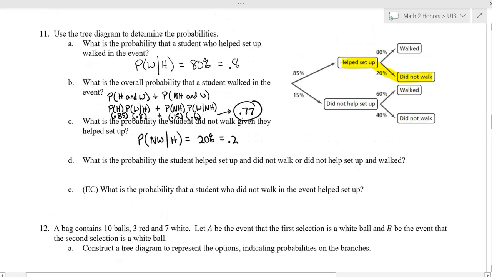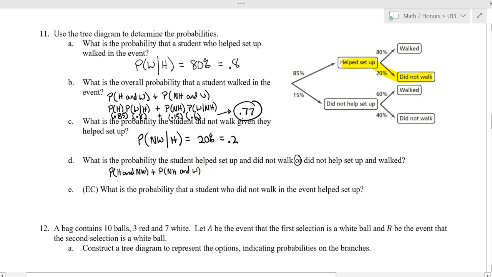Part D, what is the probability the student helped set up and did not walk? Okay, so the probability they helped set up and did not walk, or, so plus, the probability they did not help and they walked.